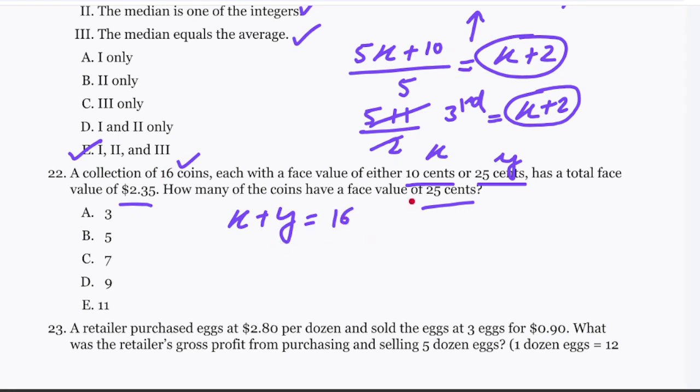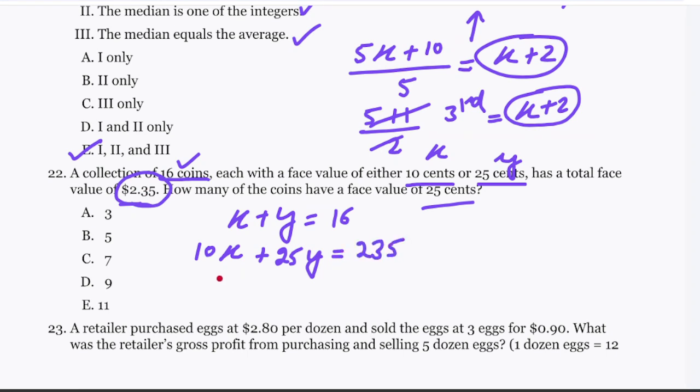X is the number of 10-cent coins, Y is the number of 25-cent coins. The total number of coins given is 16. Now, total face value: 10 cents multiplied by X. So these X coins will have 10X cents value, and these Y coins will have 25Y cents value. If I convert this also into cents, it is 235.